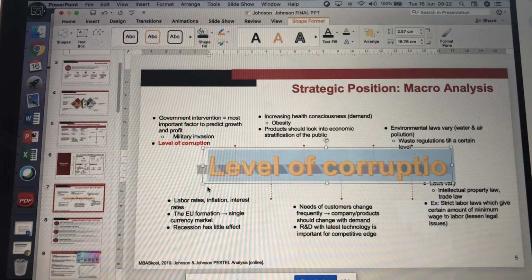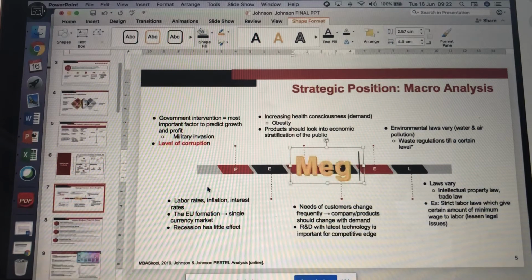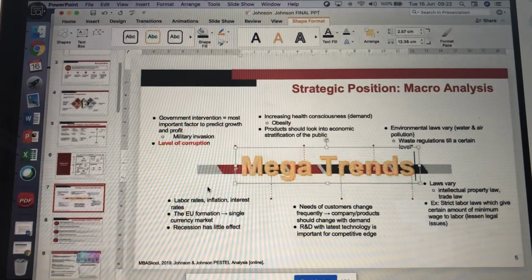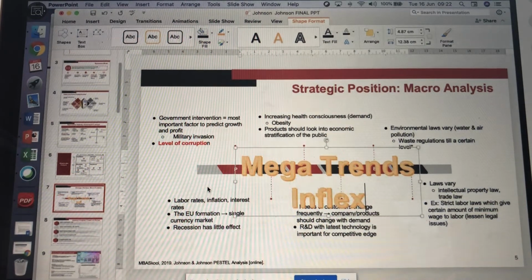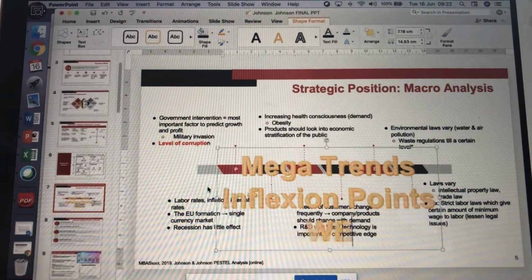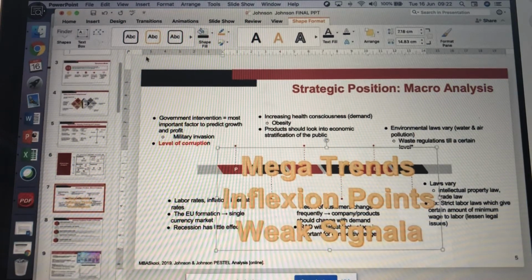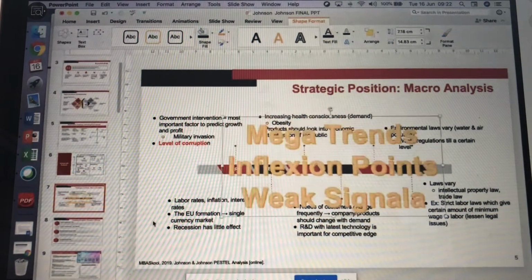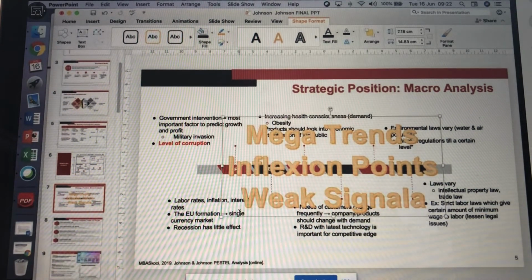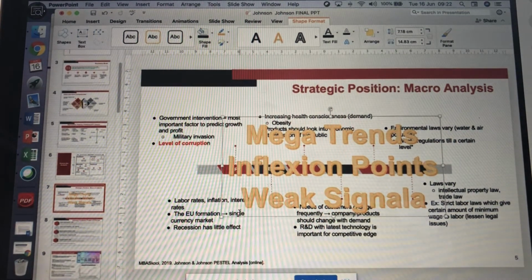You should look at megatrends, inflection points, and weak signals. Make sure you address those, okay? Trends, don't have statistics. Why megatrends, inflection points, and weak signals? Because you're looking for opportunities.